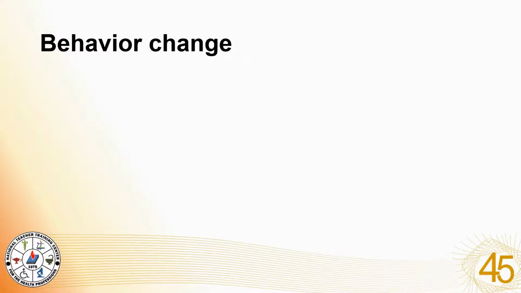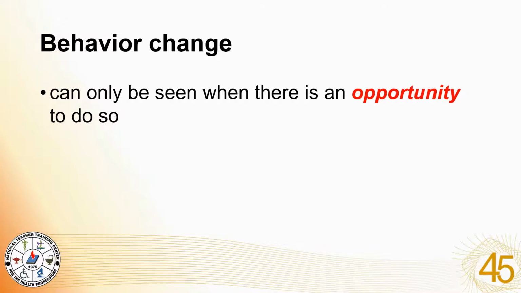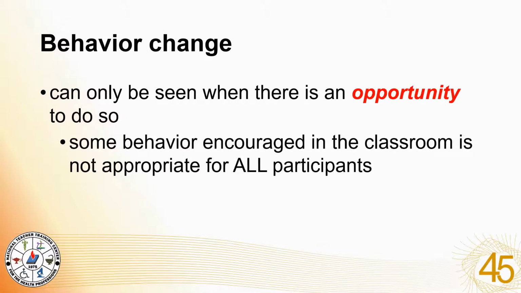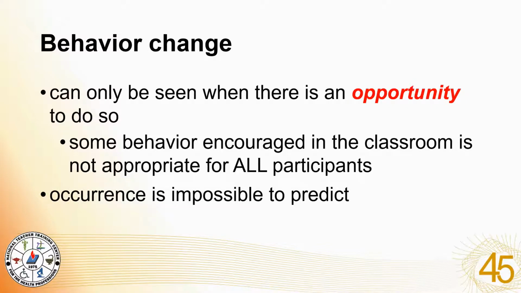But we all know that behavior change just doesn't happen, because behavior change can only be seen when there is an opportunity to do so. Some behavior encouraged in the classroom is not appropriate for all participants. For example, you try to make them behave a certain way in relation to, let's say, universal precautions. When they go back to their health facility, they don't have the necessary equipment or tools to perform universal precautions.